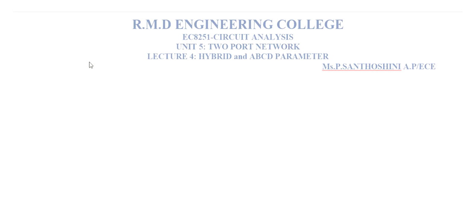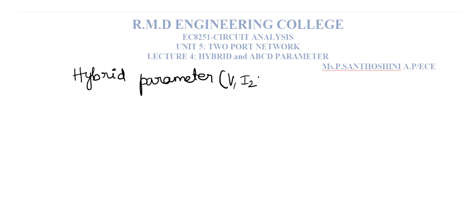So, let us start with the hybrid parameters. As usual, the hybrid parameters will be represented by the letter H. It is also known as mixed parameters because it is the combination of V1 and I2. So that's why it is also called mixed parameters. Clear?